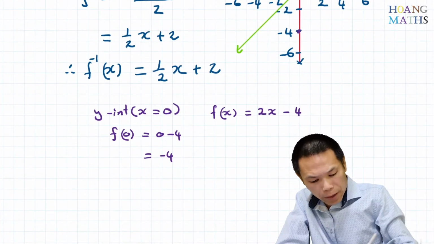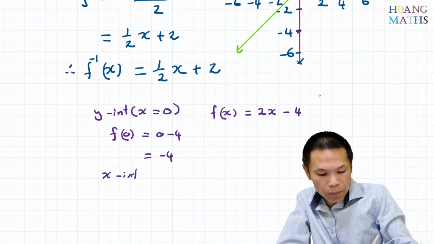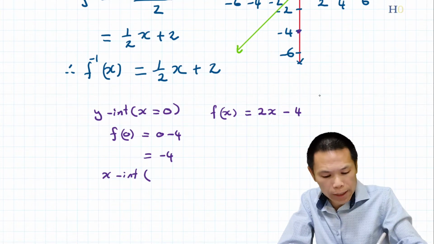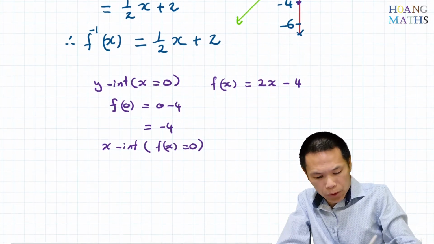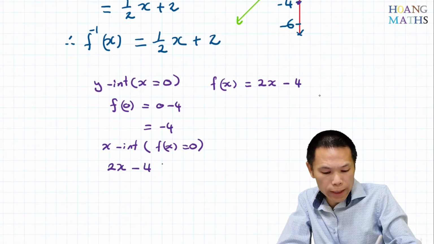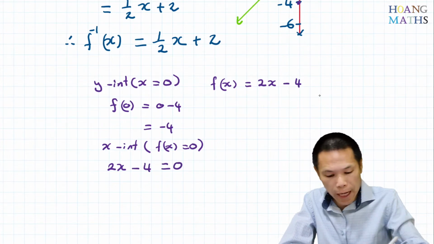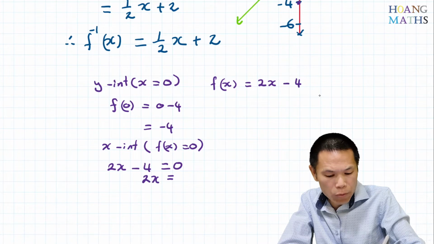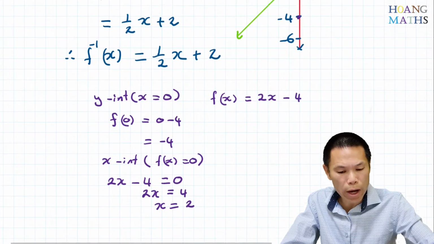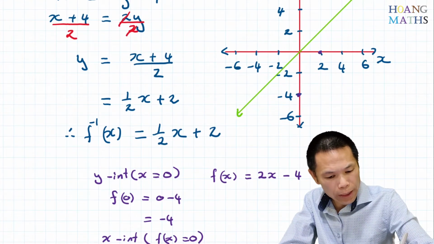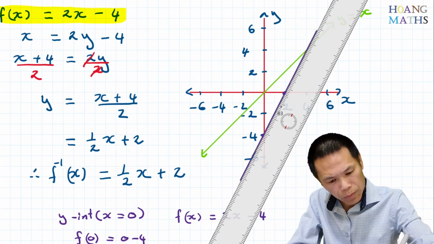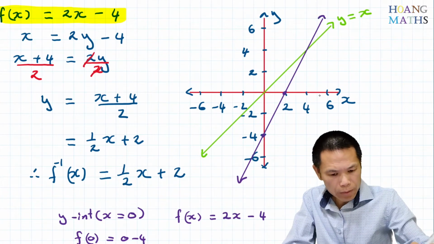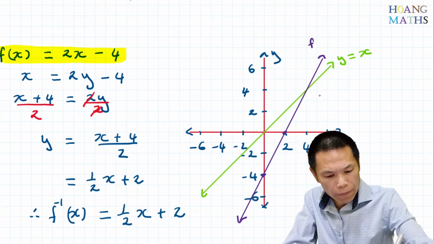Now the x-intercept is when y is equal to 0, that is f(x) equal to 0. So 2x minus 4 is equal to 0. I move the 4 to that side, so 2x equals 4 and x is 2. So the x-intercept is 2, the y-intercept is negative 4. Now we just connect the points together. So this is f of x.